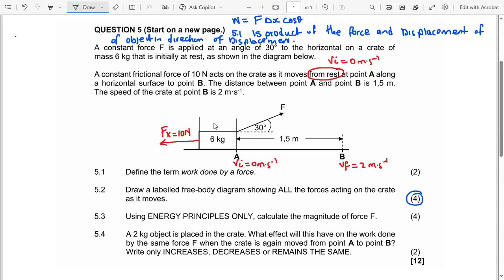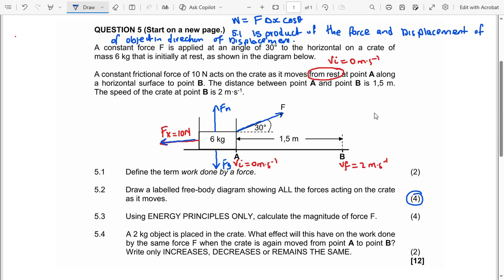When you write your free body diagram, you're going to have an applied force going in that direction, then you're going to have the normal force going up, which is force number 2. Force number 3 is going to be the weight, which is Fg, and it will go down, and then this is my frictional force. So those are the forces that you need to indicate.